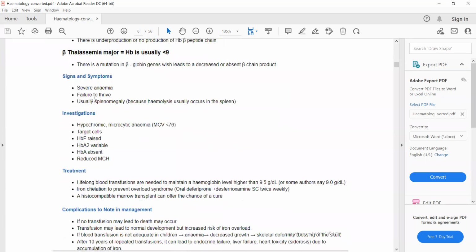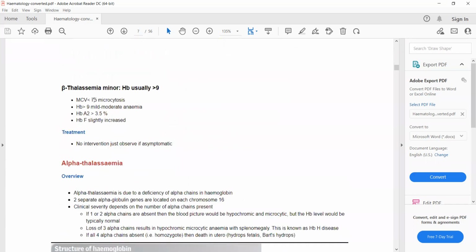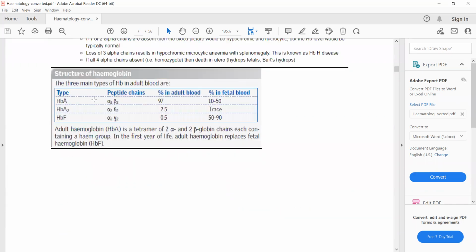Is it clear now? Yes. Let me show you a diagram.